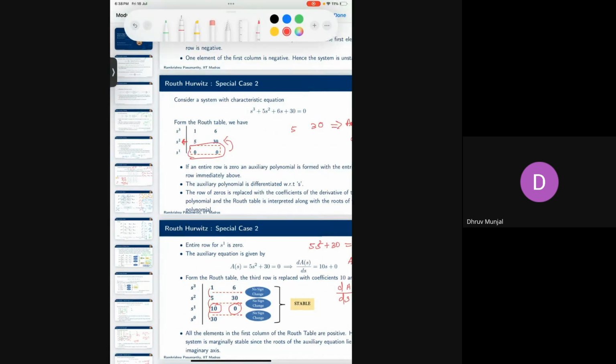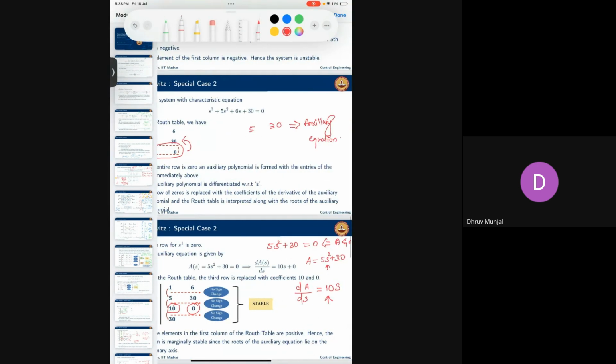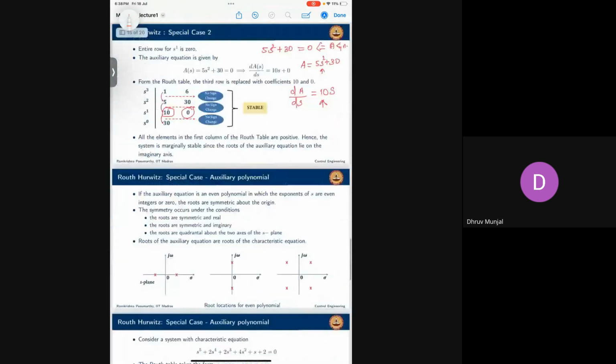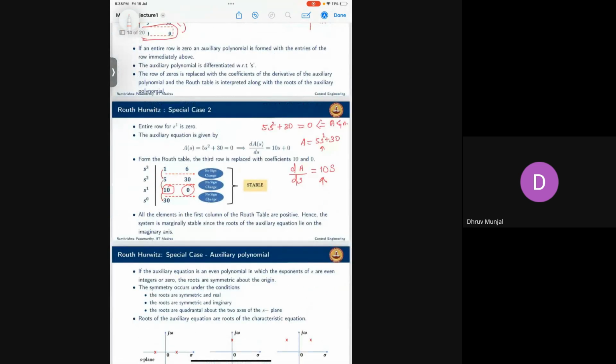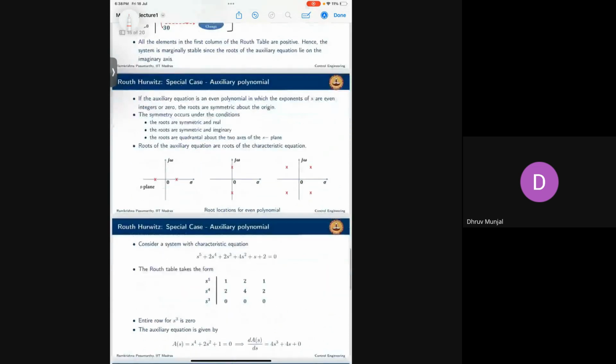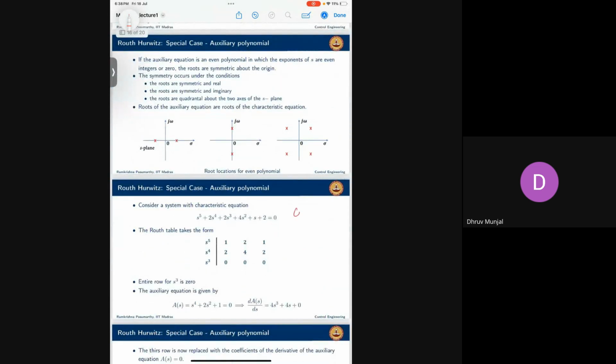Right. So replace this here. Replace this 10 here. And then you can proceed with the normal method we used to follow. So far we have seen how, in the general case, to find the stability. In case 1, what if the first element of the column goes to 0. Case 2 tells all elements go to 0.